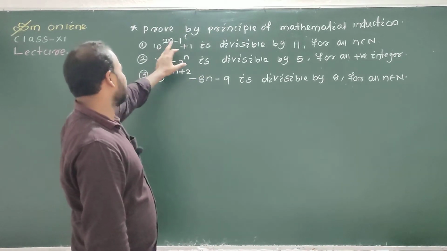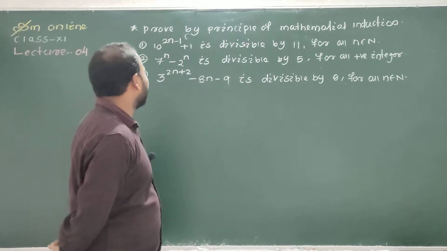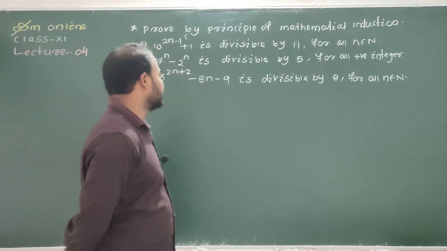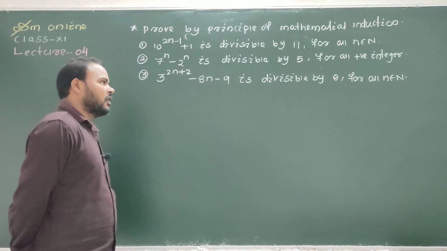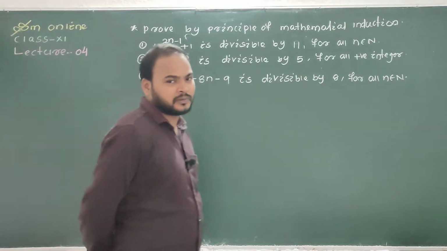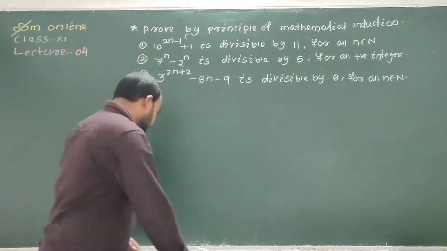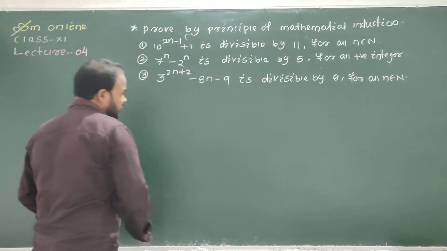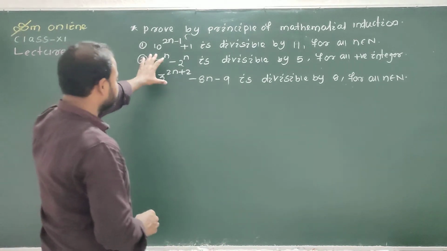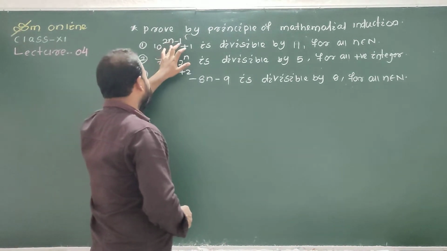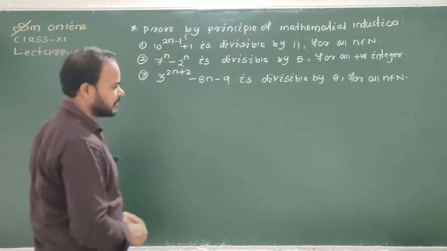This is question number 1. 10 to the power 2n minus 1 plus 1 is divisible by 11 for all n belongs to N. If a question of this type comes, that is 10 to the power 2n minus 1 plus 1, then what do we do?